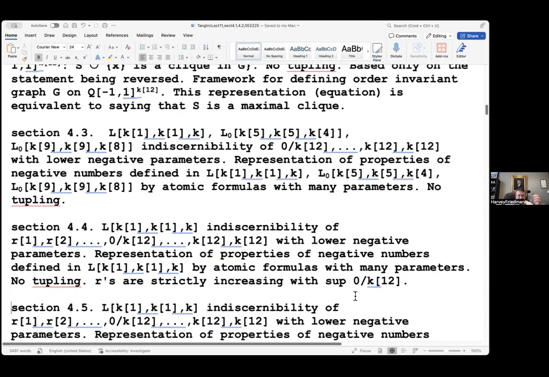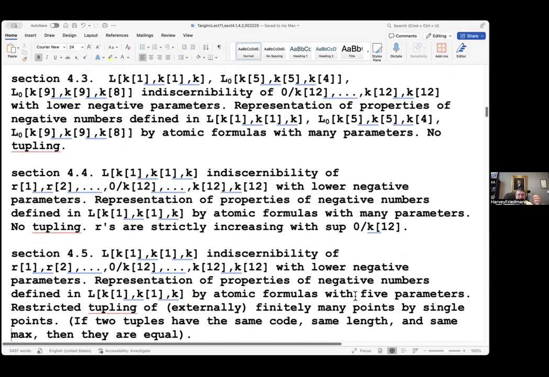Then the next section, this is very bad, having all these parameters. In the next section, we keep the same indiscernibility and the same representation, all that's the same. But what's new is we now have restricted tupling of externally finitely many points by single points.